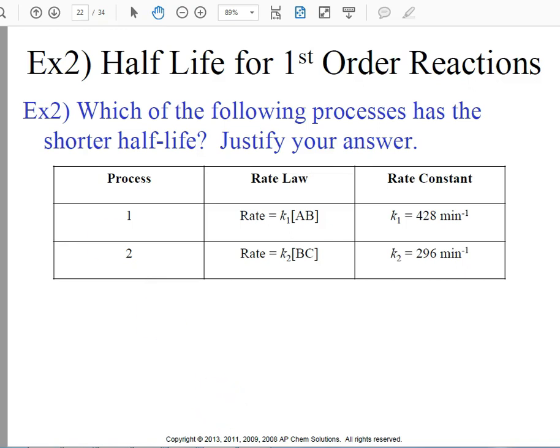Right, so based on what we just said, you should be able to look at these two processes and tell me which one has the shorter half-life and justify your answer. So write your answer in the box on that slide. Which of those two would have the shorter half-life based on what we just said about the rate constant? And then justify your answer.